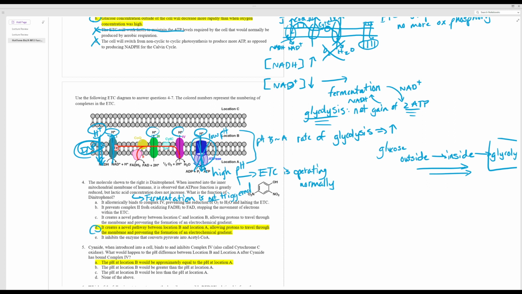A, it allosterically binds to complex 4, preventing the reduction of O2 to H2O and halting the ETC. If it halted the ETC, we would see lactic acid concentrations increasing because we would go to fermentation. So it's not A. B, it prevents complex 2 from oxidizing FADH2 to FAD, stopping the movement of electrons within the ETC.